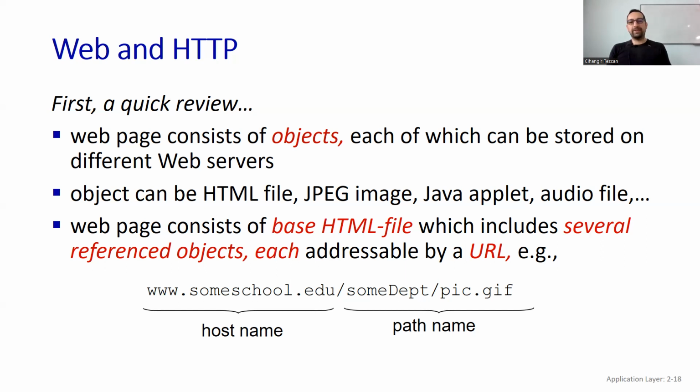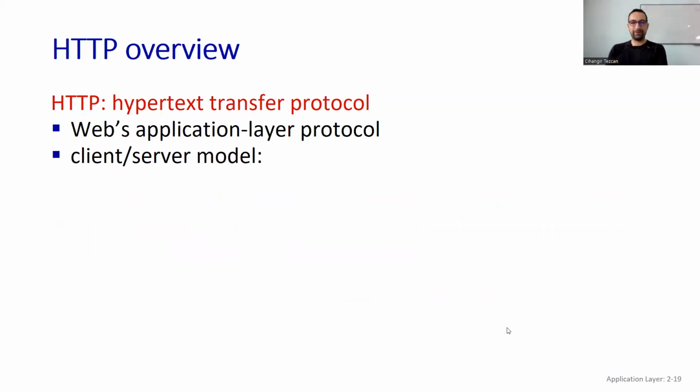A web page consists of a base HTML file, which includes several referenced objects, each addressable by a URL. For example, here we have someschool.edu. This is the host name. After this slash, you reach the server that provides this service. This path name most probably refers to a folder and file on the server, so you can directly refer to an image. Of course, whether that image is publicly available to the outside depends on your server configurations. This way you can request it. So this is a URL, okay? Very important for us, but I think everybody is familiar with this.